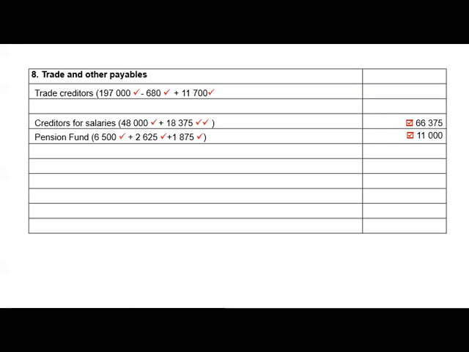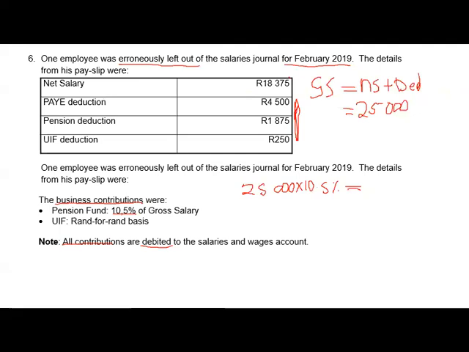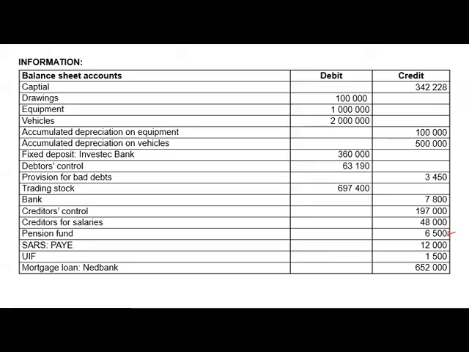What's the other contribution here? We've got UIF, which is rent for rent. So whatever the employee contributed as UIF, we are also going to contribute the same thing. I will look for SARS UIF, or just UIF, under financial position. So this is what I've got. I'm going to increase that by 500, which is the 250 that was contributed by the employee as well as the 250 that we as the company contributed. That will increase the UIF, right?